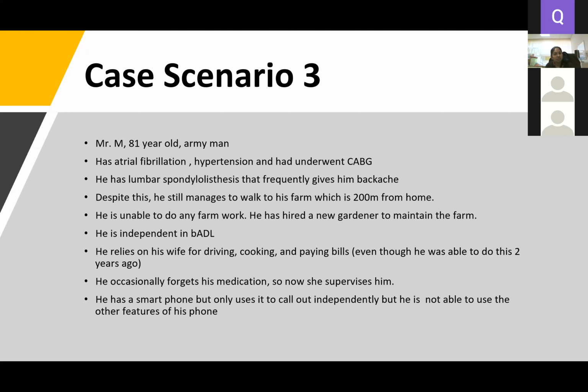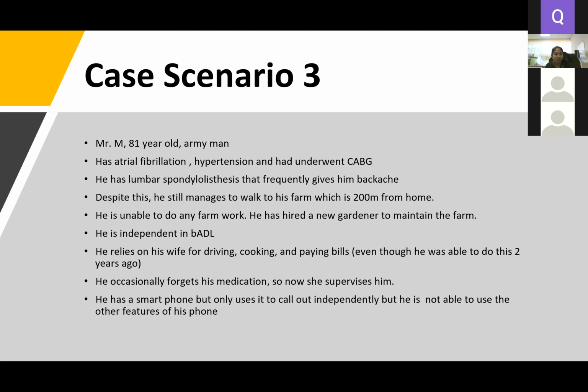He has lumbar spondylolisthesis that frequently gives him a backache. Despite this, he still manages to walk to his farm, which is about 200 meters from his home. He's unable to do any farm work, however, and he has hired a new gardener to maintain the farm. He is independent in his BADL. He relies on his wife for driving, cooking, and paying the bills. He occasionally forgets his medications, so now she supervises him.